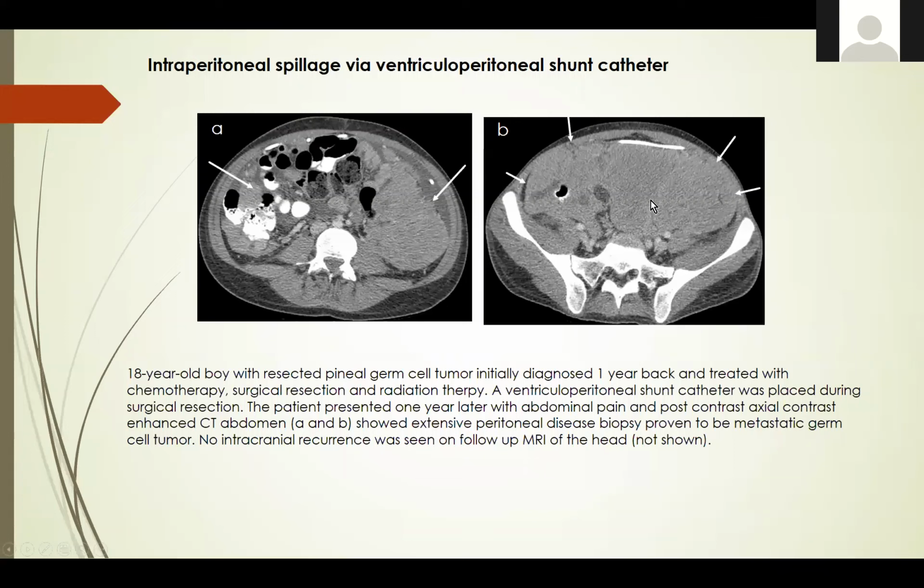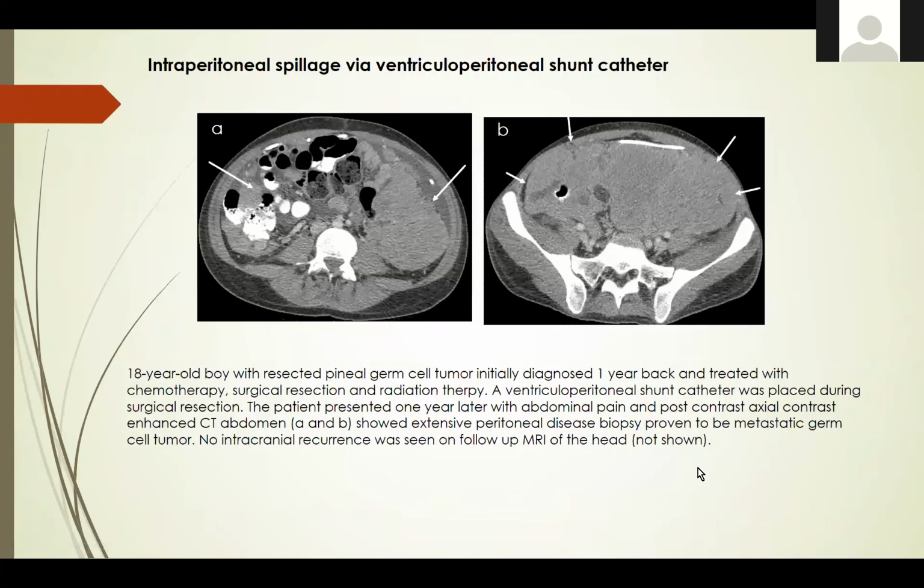The key to identify that it could be transperitoneal spread is basically questioning. Every time you read a study, question yourself: where did this come from? What is the organ of origin? This is a VP shunt catheter, so we can try to figure out whether this could be where the tumor spread along the VP shunt catheter. So it's always important to ask the question, where did this tumor come from and where will it go next?